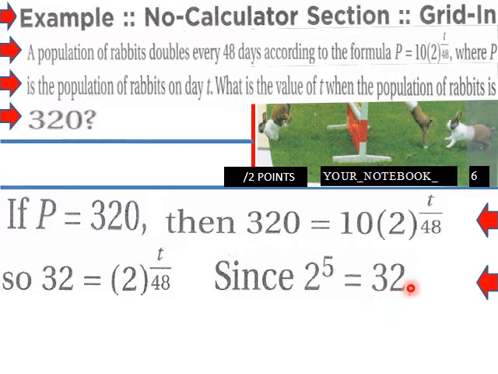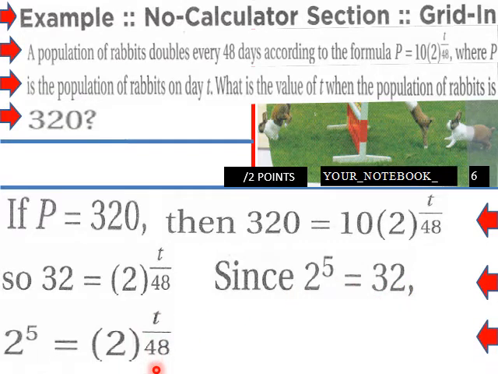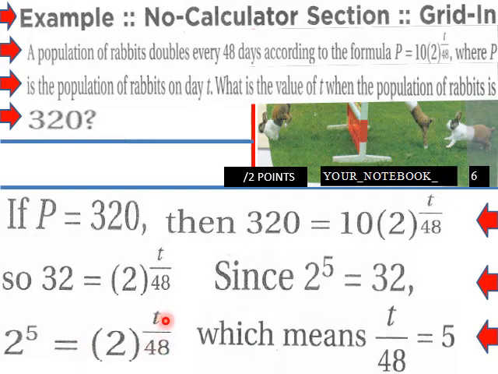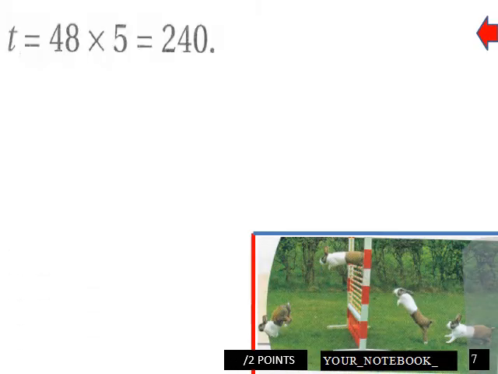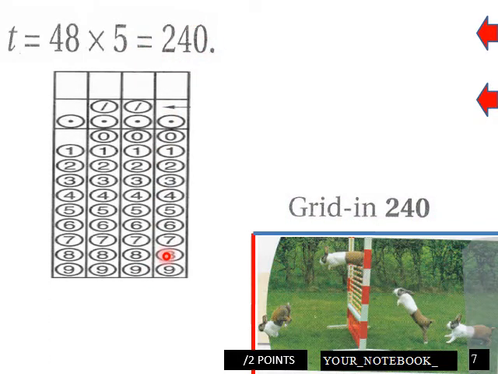Since 2 to the 5th equals 32, 2 to the 5th equals 2 to the T over 48, which means T over 48 is 5. T equals 48 times 5 equals 240. So there would be your answer: 2, 4, and then 0 would be your grid in.